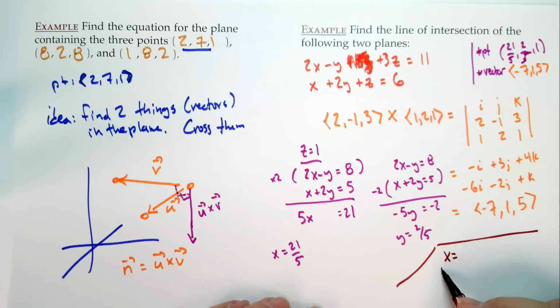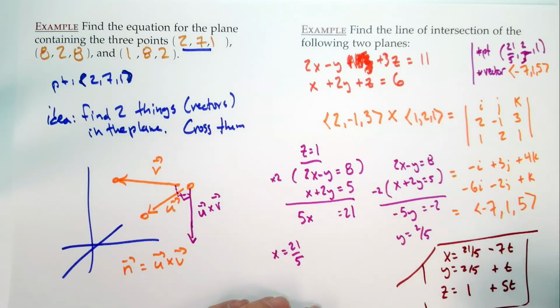I like to write it parametrically. X equals, y equals, z equals. Start with my point. 21/5, 2/5, 1. Now, that's my point. That's the first part. Then the vector. That's my coefficient of the t. Minus 7t plus t plus 5t. And there we go. There's our line. And again, this point, maybe there's a better one. I don't know. But it is one. And that's the important thing. All right.